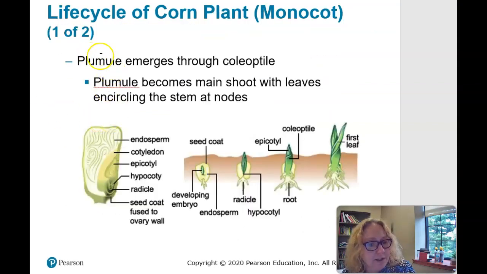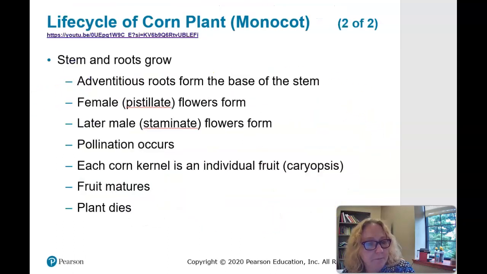So in this case, you're going to see the coleoptile emerge. So here it is again. You're developing embryo. You have a radicle that emerges that will eventually be your root. You have your coleoptile, which is going to be your first leaf. Your epicotyl, which is going to come out and be a leaf. And that is the beginning of what your plant will look like.